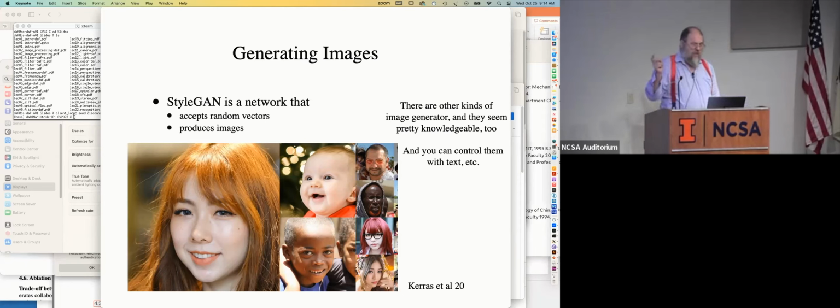And those images are now quite convincing. So I've shown a whole bunch of StyleGAN faces. If you're in the know, what you do is you look at the earlobes. StyleGAN still doesn't know that the left earlobe tends to look like the right earlobe reversed, and it's a bit funky about whether people who have earrings in their left ear have earrings in their right. Now, there are other ways of generating images as well, and we'll see later on what they are and that they're knowledgeable.